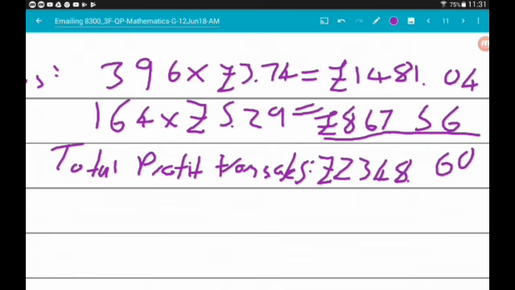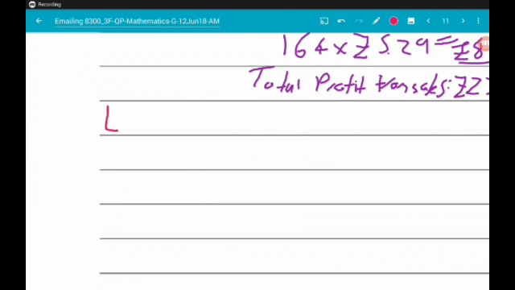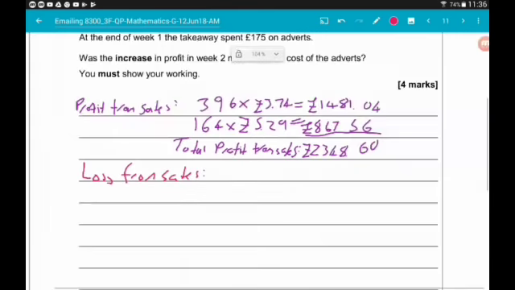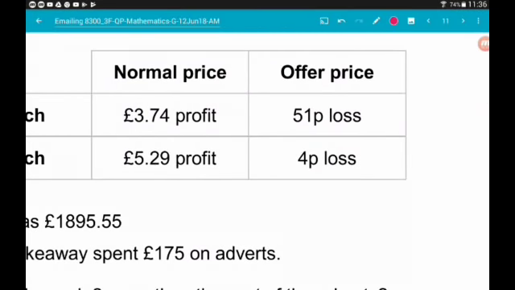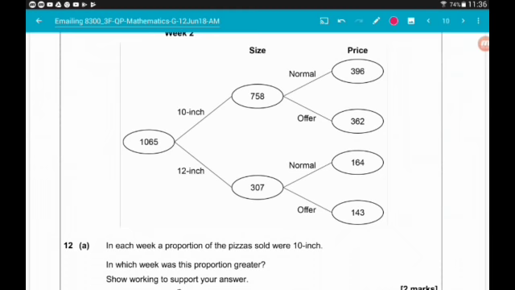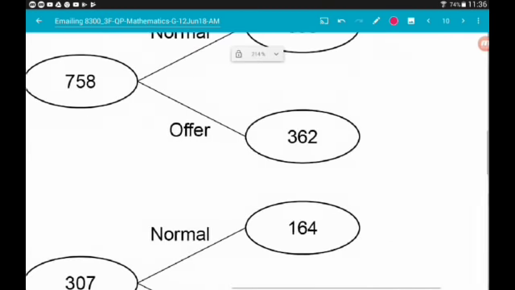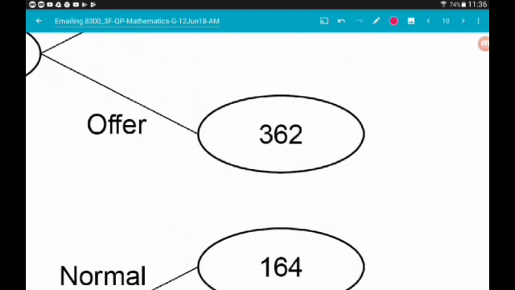So let's do that. Okay then, so for our loss from sales, we're doing a very similar job. So every 10-inch pizza that we sell at the offer price loses us 51p. Let's find how many we sold. We sold 362 10-inch pizzas at the offer price.